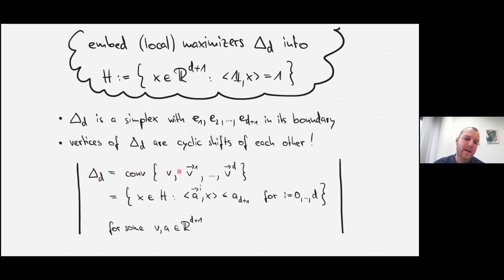As a consequence, you can also look at the inequality representation, and there you will see the same thing. Basically, there is one vector A, and the normal vectors of the inequalities are always the vector A, cyclically shifted. And this is the notation that I want to keep. Everything I need to describe such a simplex is this one vector V and this one vector A. V is the vertex, A is the normal vector.